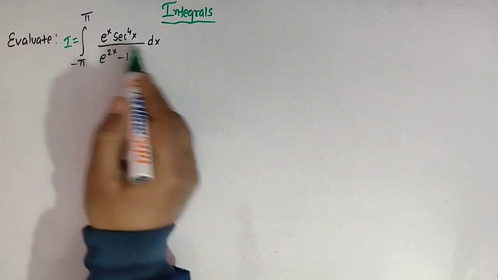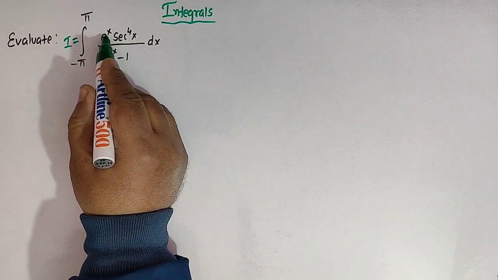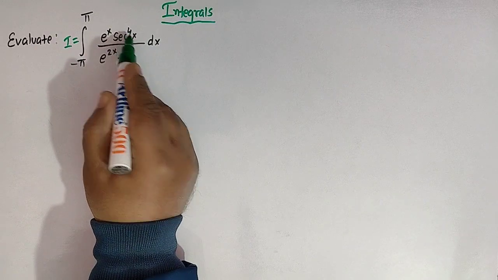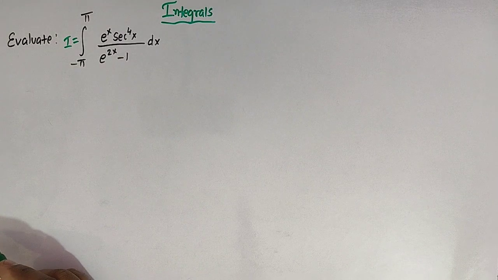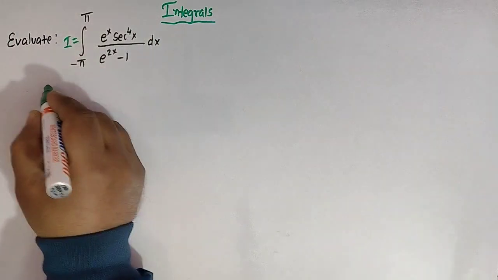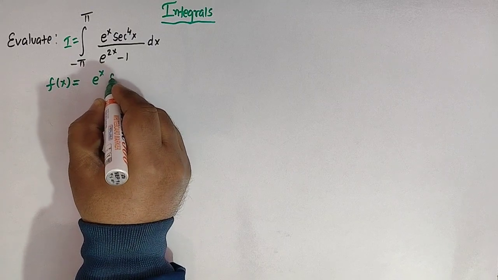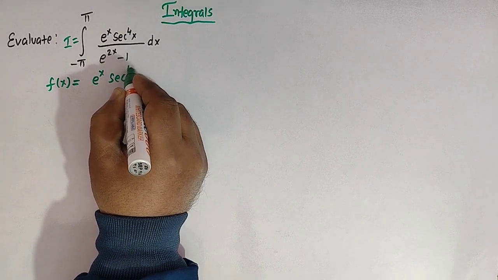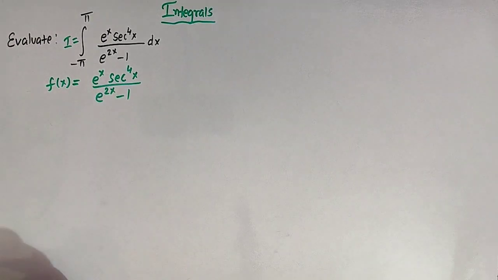So we have to integrate this function from minus pi to pi: e raised to x, sec raised to 4x, over e raised to 2x minus 1. We'll solve this integral by using the properties of definite integrals. So let us take the integrand as f of x. So f of x is e raised to x, secant x raised to 4, over e raised to 2x minus 1.